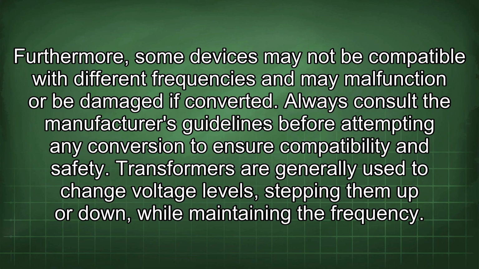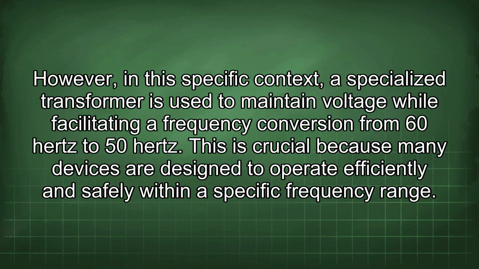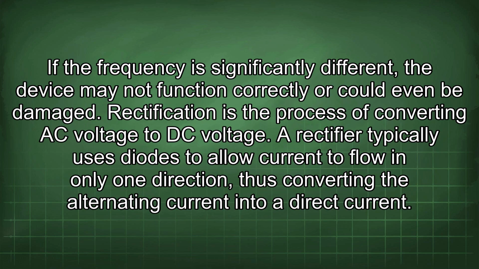Transformers are generally used to change voltage levels, stepping them up or down, while maintaining the frequency. However, in this specific context, a specialized transformer is used to maintain voltage while facilitating a frequency conversion from 60 Hz to 50 Hz. This is crucial because many devices are designed to operate efficiently and safely within a specific frequency range. If the frequency is significantly different, the device may not function correctly or could even be damaged.